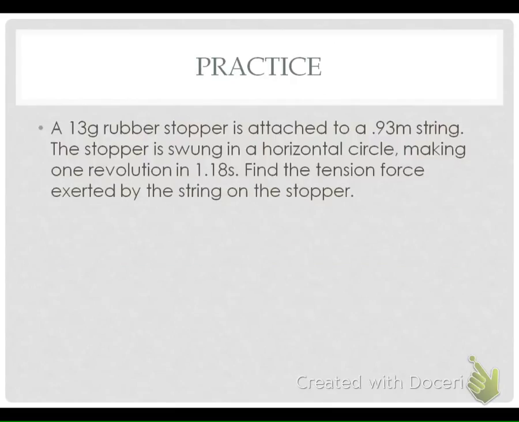All right, let's try one. A 13-gram rubber stopper is attached to a 0.93 meter string. The stopper is swung in a horizontal circle, making one revolution in 1.18 seconds. Find the tension force exerted by the string on the stopper.